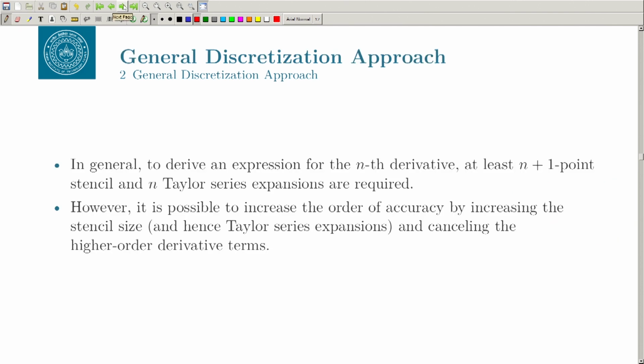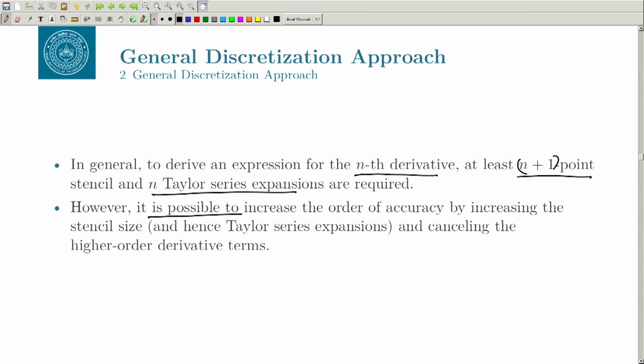Okay. So, before that it is important to remember, as we have discussed earlier, that if you want to get the nth derivative, you need at least n plus 1 point stencil. Okay. This is the number of points. If you want to get second derivative, you need at least 3 point stencil. If you want to get third derivative, you will need at least 4 point stencil, and you have n Taylor series expansion, because there will be one point which is the central point around which you are trying to find out the derivative. So, you do not need expansion there, but all other points you need to have the expansion around the central point.